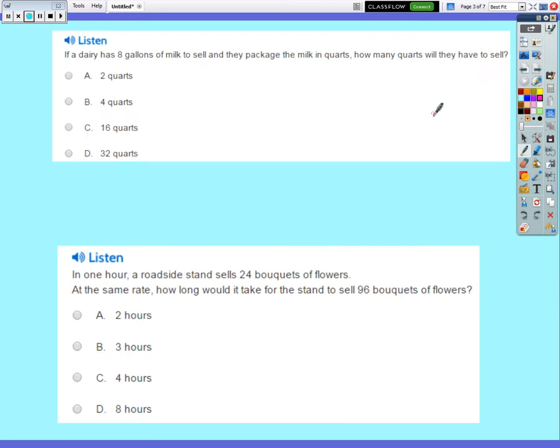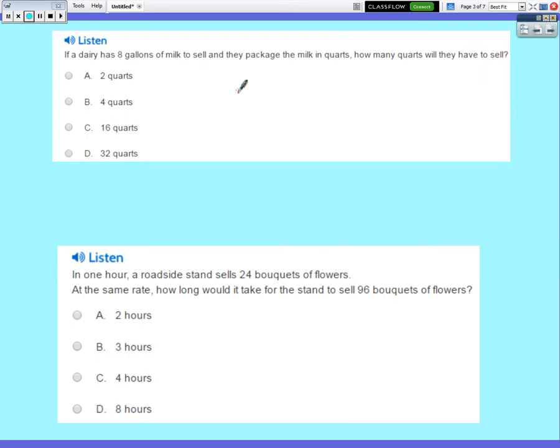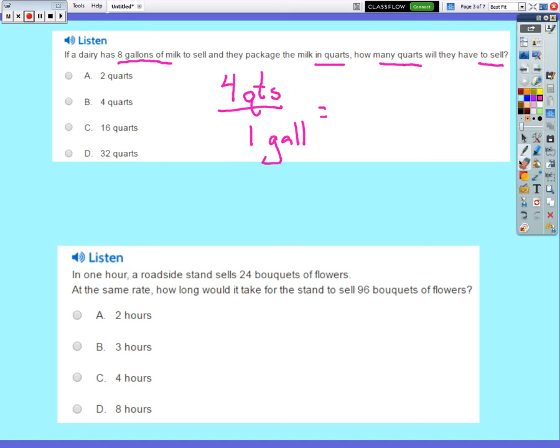Let's take a look at another one here. If a dairy has 8 gallons of milk to sell, then they package the milk in quarts. How many quarts will they have to sell? Well, I must know the relation between quarts and gallons. I believe there are 4 quarts in 1 gallon. But wait a minute, I now have 8 gallons. I can just say G-A-L. It shouldn't be G-A-L-L, G-A-L.